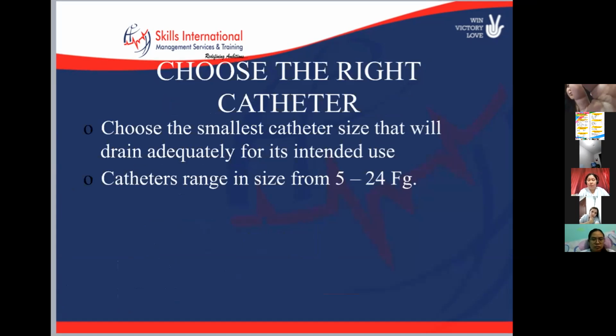Now, to choose the right catheter, you have to choose the smallest catheter size that will drain adequately for its intended use. Because if it's not for its intended use, it will not be successful. Sometimes it will go out, or come out from the patient. So you will not be able to drain everything from the patient. Catheters range in size from 5 to 24 FG.